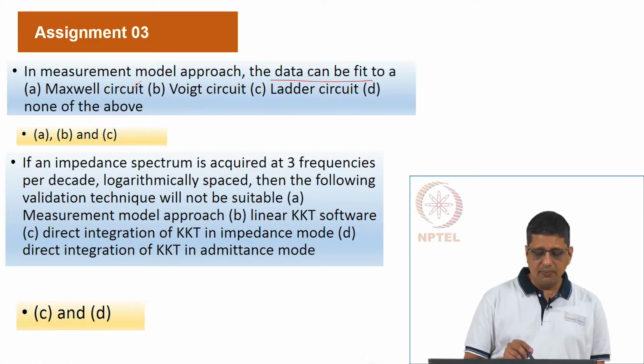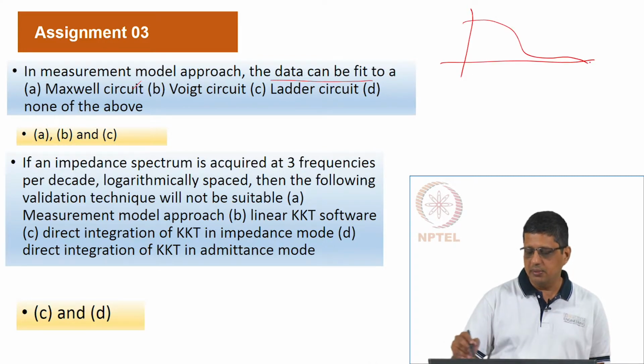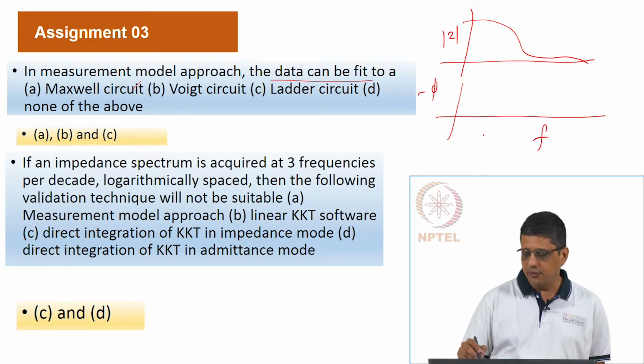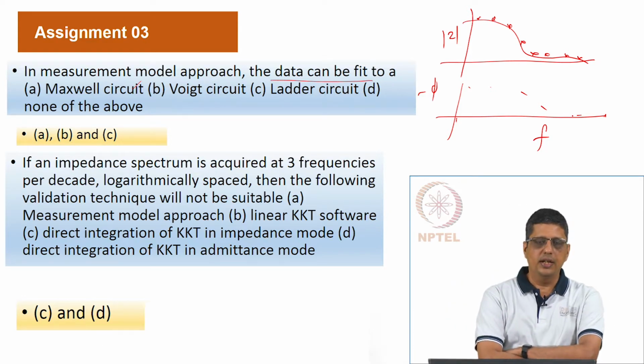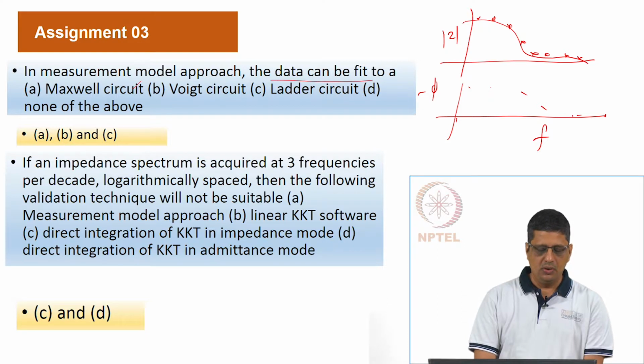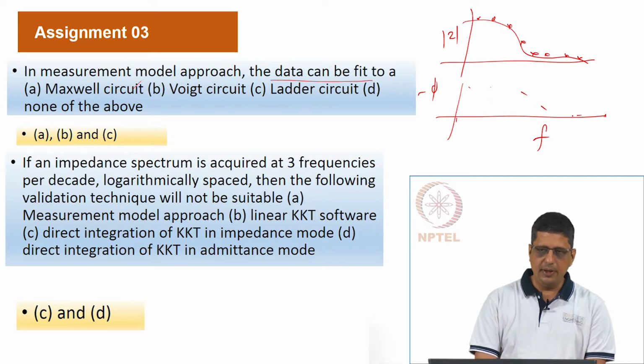Now, if the impedance spectrum is acquired at 3 frequencies per decade, so if I draw it in a Bode plot, I will just make up this, mod Z and minus phi as a function of frequency on a log scale. If it is sparsely populated, there are very few points here, then what approach should I take for data validation? Can I take a measurement model approach? Can I use linear KKT software? Can I use the integration in the impedance mode, and can I use the integration in admittance mode?